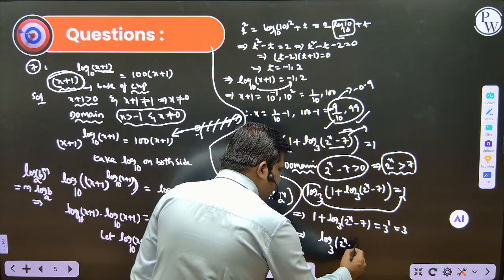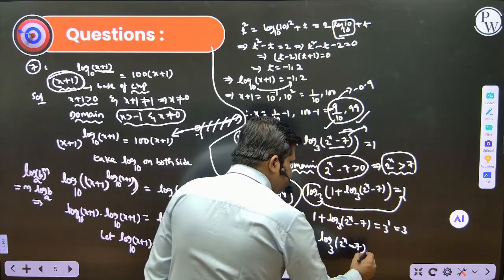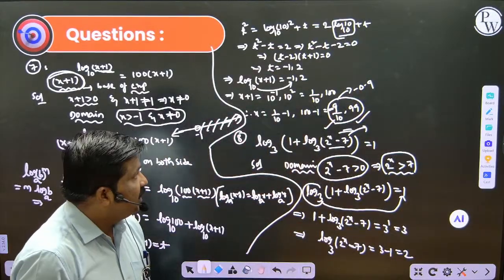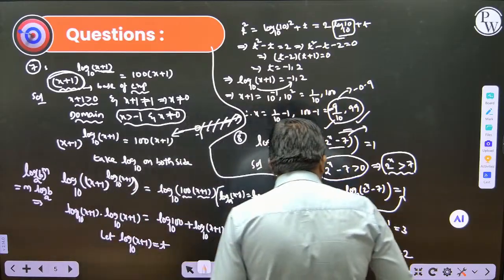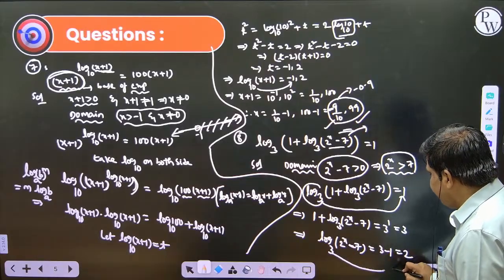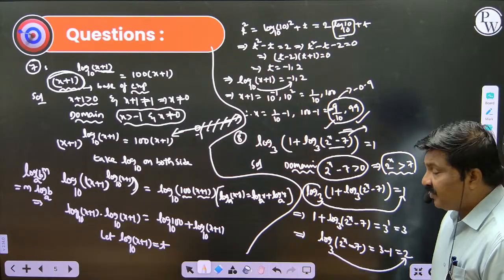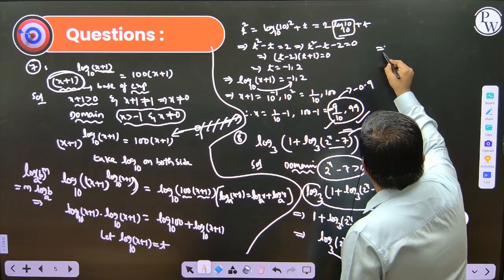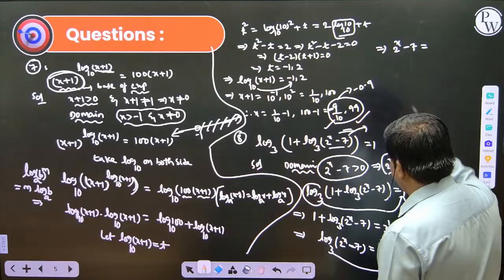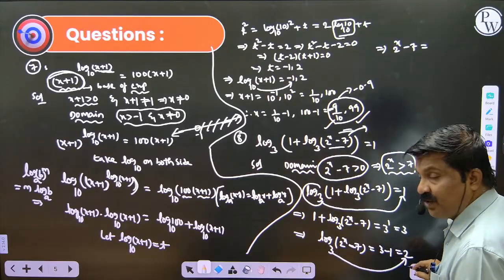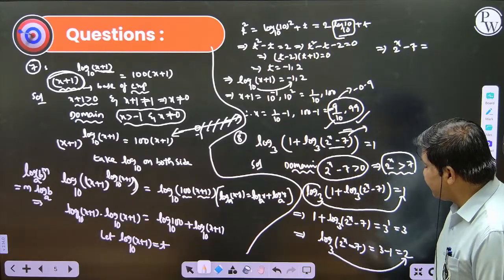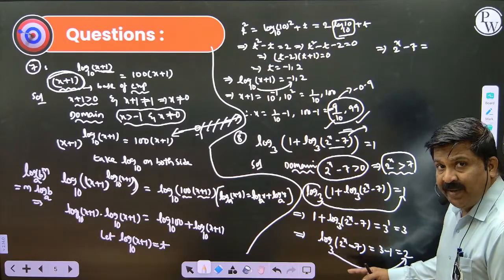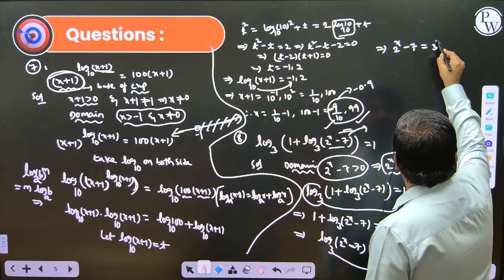It implies log of (2 power x minus 7) to the base 3 is equal to 3 minus 1, which is equal to 2. Again the base of the logarithm shifts to the other side and becomes the base of an exponential. So 2 power x minus 7 is equal to 3 square, which is 9.